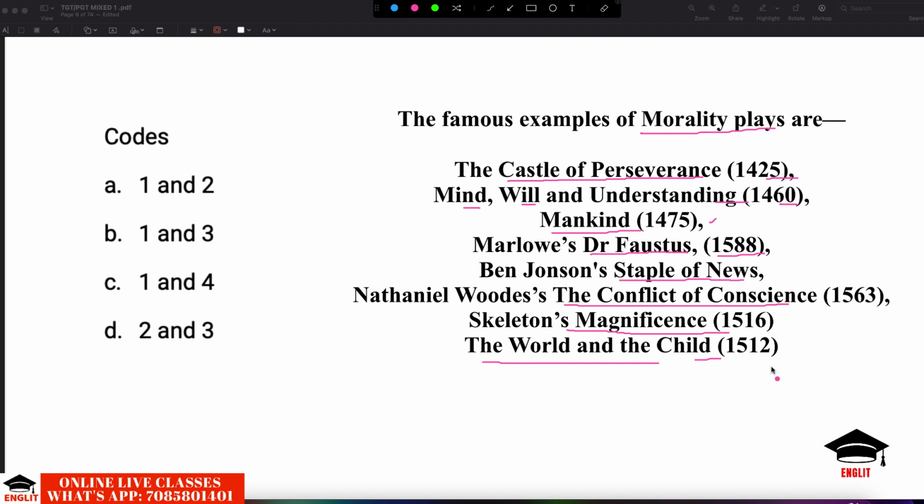Morality plays were in vogue in the early 16th century or late 15th century. Even T.S. Eliot's Murder in the Cathedral can be a morality play.